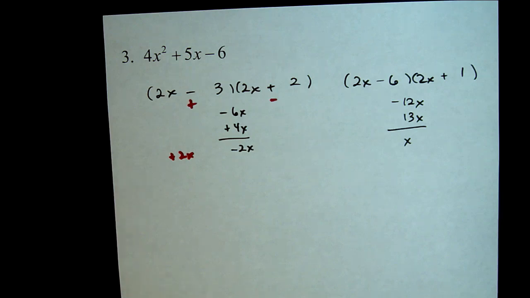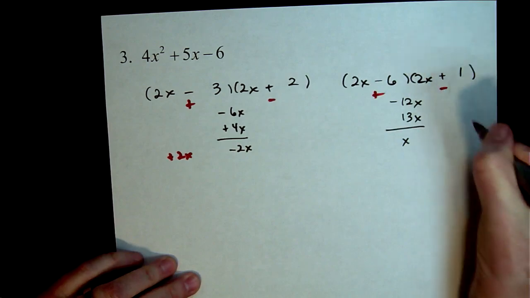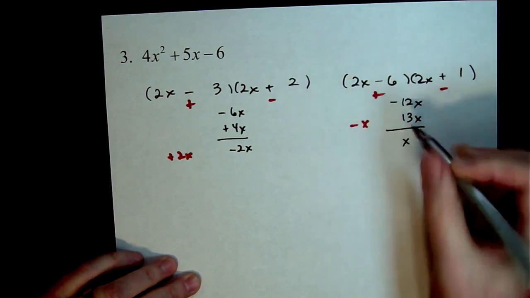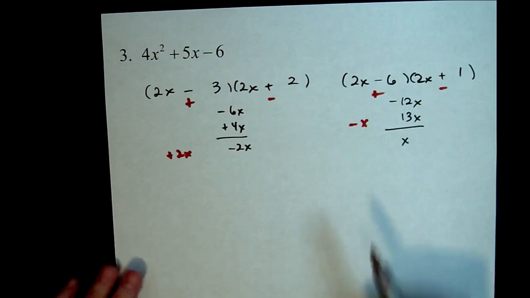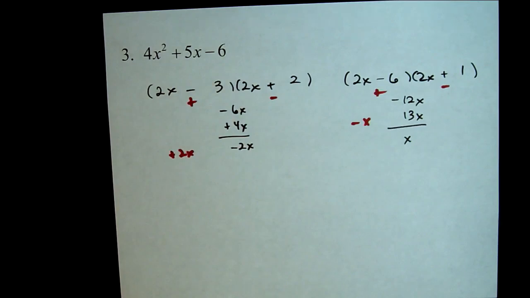And that also tells me that I don't want the same thing with a plus and a minus, because if I had a plus and a minus, it would just change the sign on the middle term. And I don't want any kind of 1x. I want 5x's.